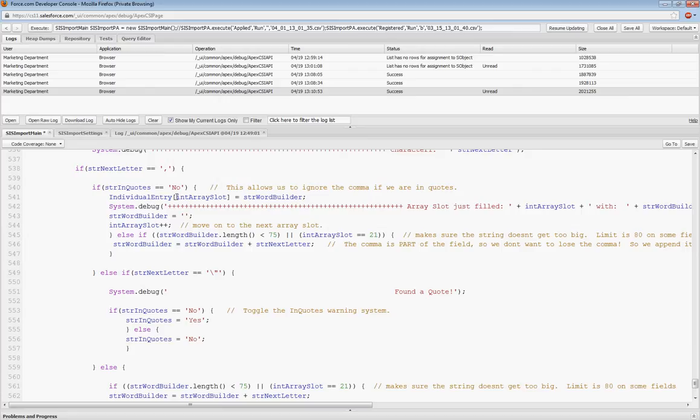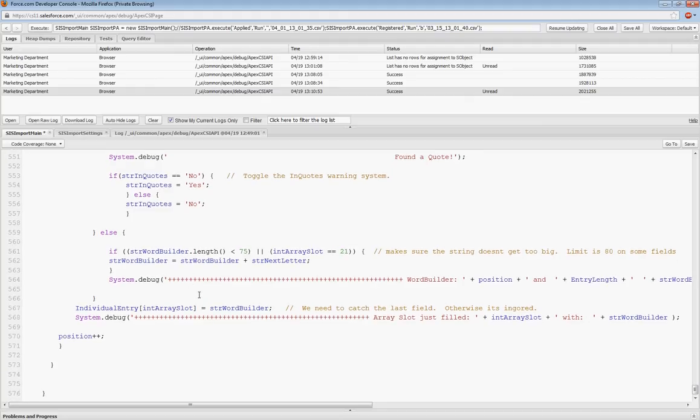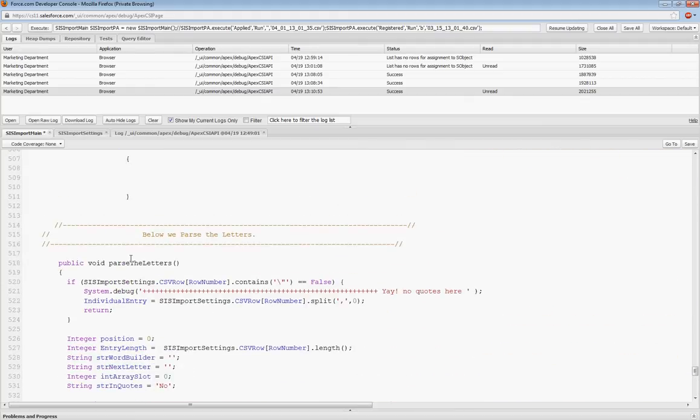So what this does is this assembles the individual entry letter by letter, and accommodates problems, like the quotes issue, and it comes out right. So that worked out well. So that's what the whole parse the letters is about. Basically, it's surfing over the quotes problem.